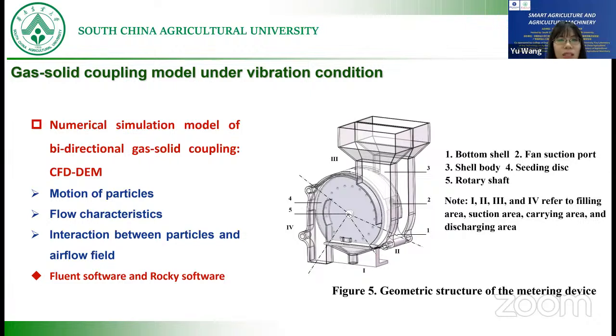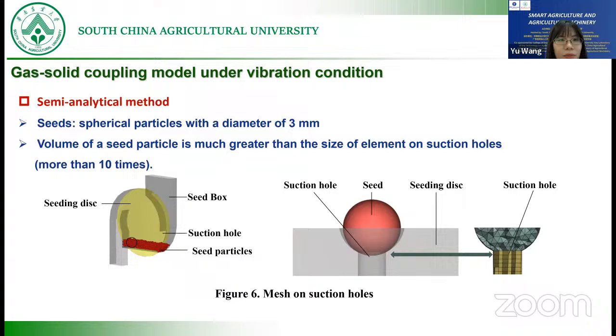So we have built the numerical simulation model for the metering device. For the coupling model, we have used a semi-analytical method because the seeds are spherical particles with a diameter within 3 millimeters. However, for the suction hole, we need to analyze the stress and the airflow around the hole, so the element size is much smaller. When the seed particle size is more than 10 times larger than the size of the elements on the suction holes, we have to use a semi-analytical method in the numerical model.